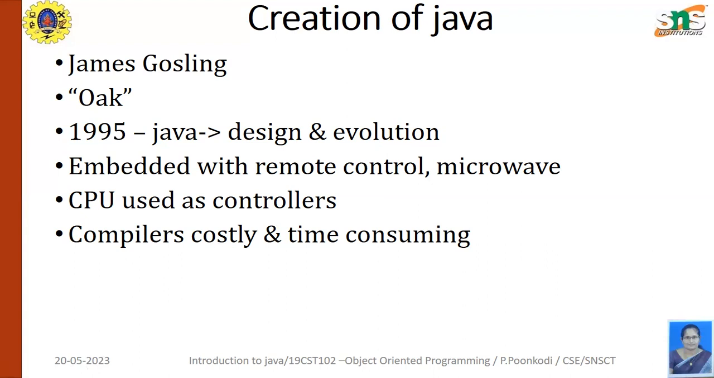This Java programming is embedded in remote controls and microwave ovens. Some Java programs used in the CPU make that CPU act as a controller. Once we have typed a program in Turbo C and saved it on a particular machine, we need the original compiler to compile those programs. Getting the original compiler is costly and also a time-consuming process. To avoid these problems, they identified this solution as Java programming.